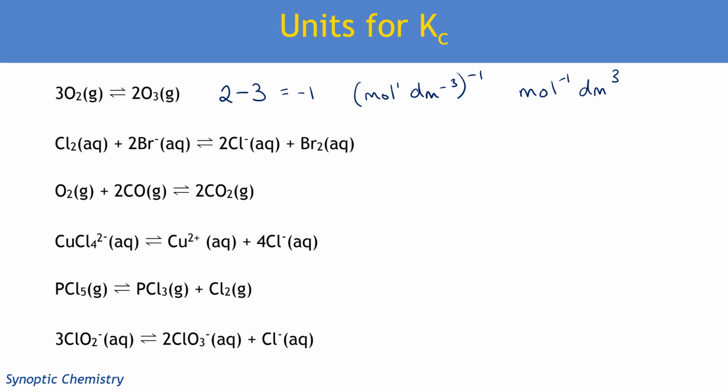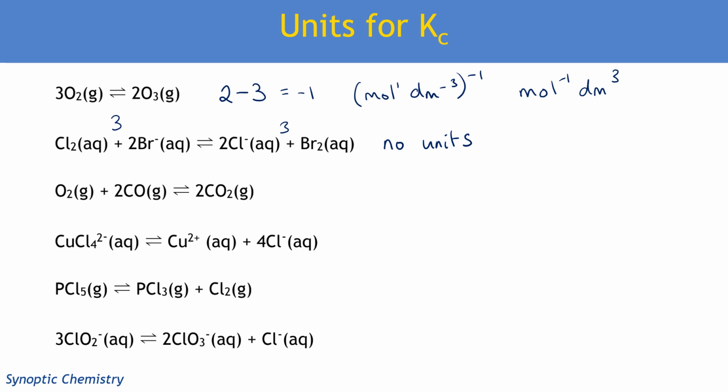Okay, let's have a look at the next one. I have got 3 moles of products, 3 moles of reactants. 3 take away 3 is 0. Anything to the power 0 is 1. So here there are no units. So the units cancel out for this one because I have the same number of total moles on each side of my equation.